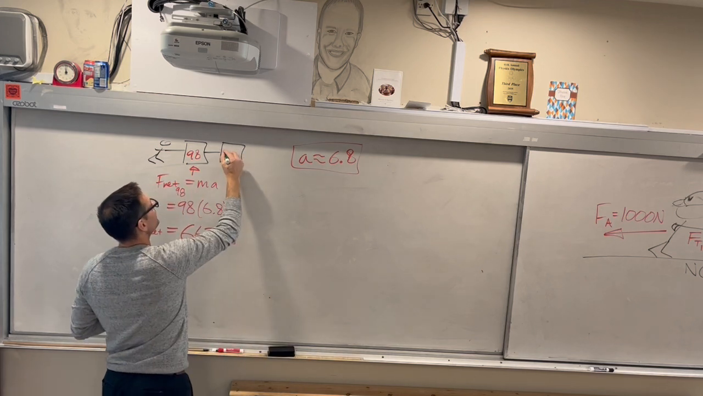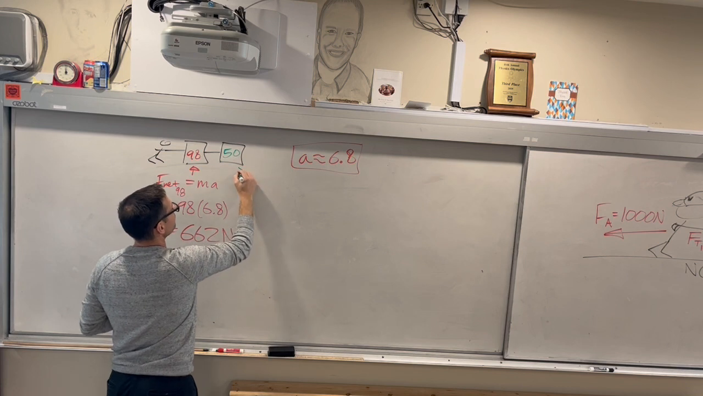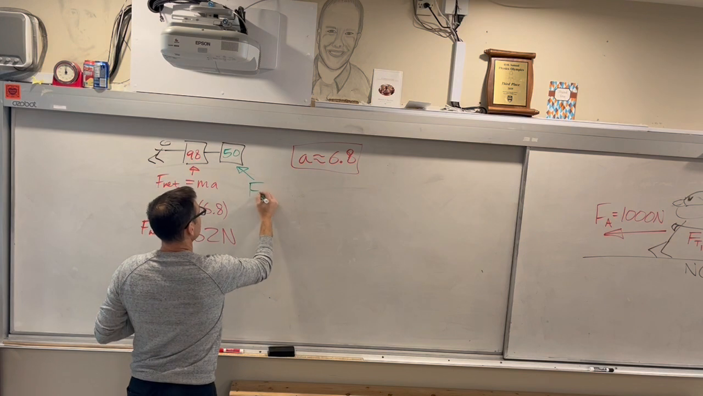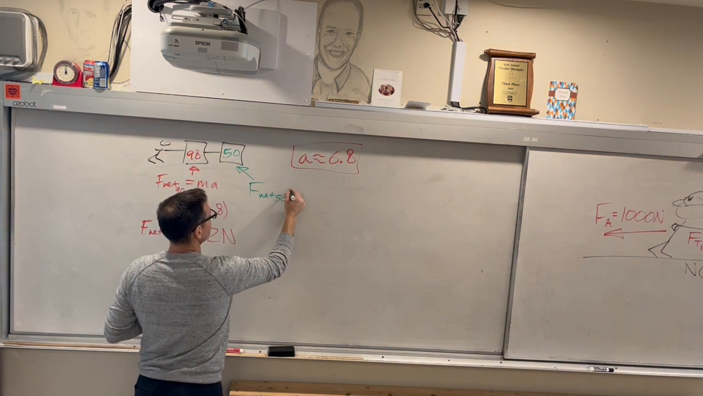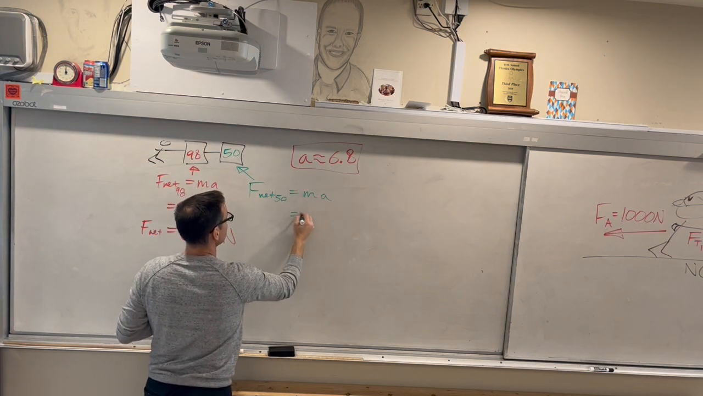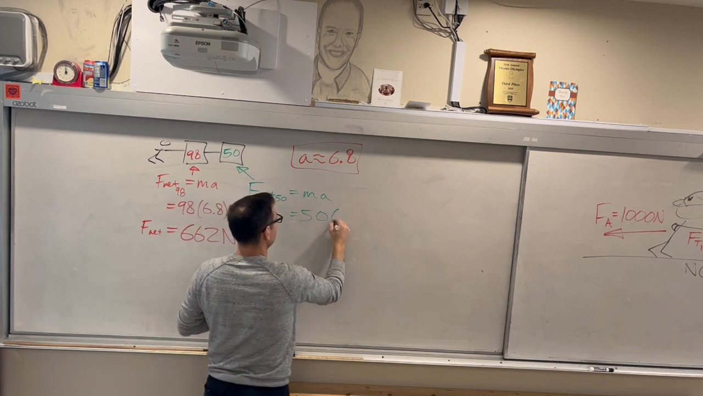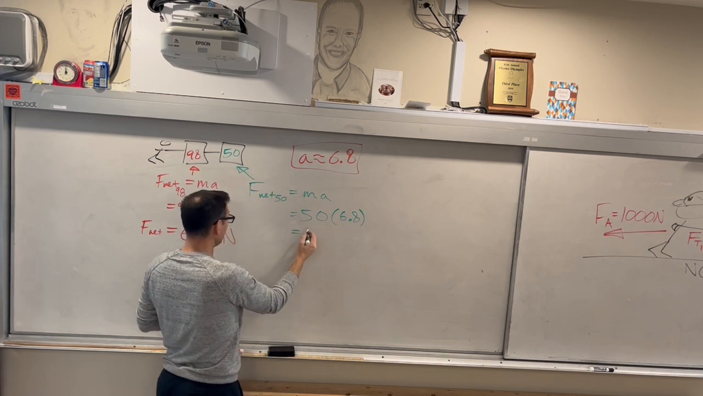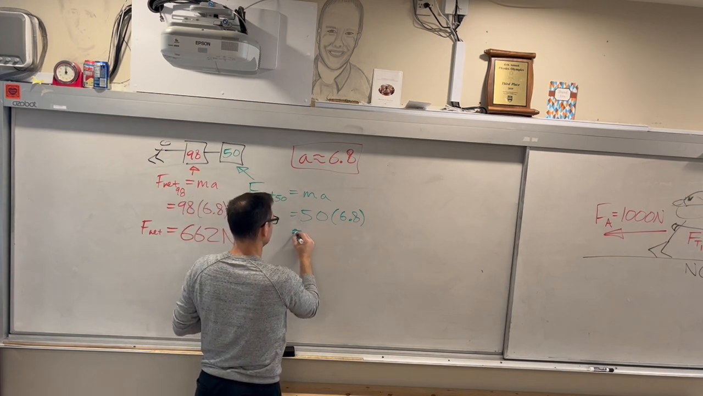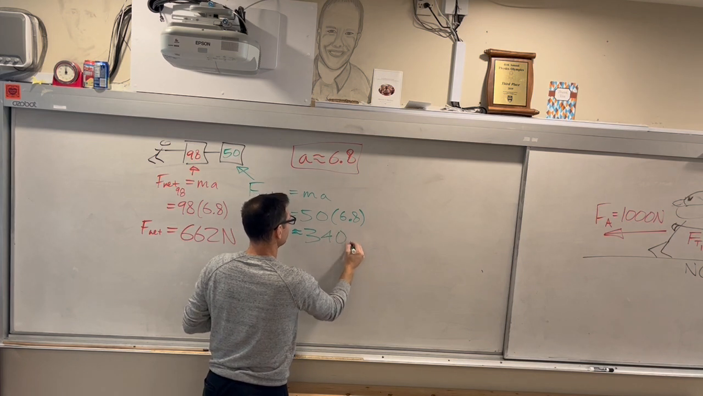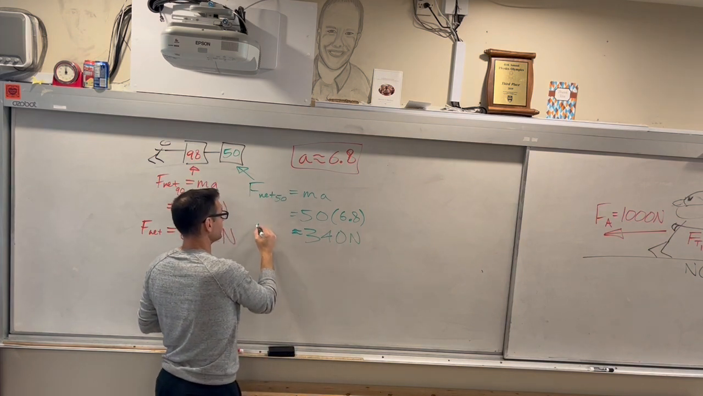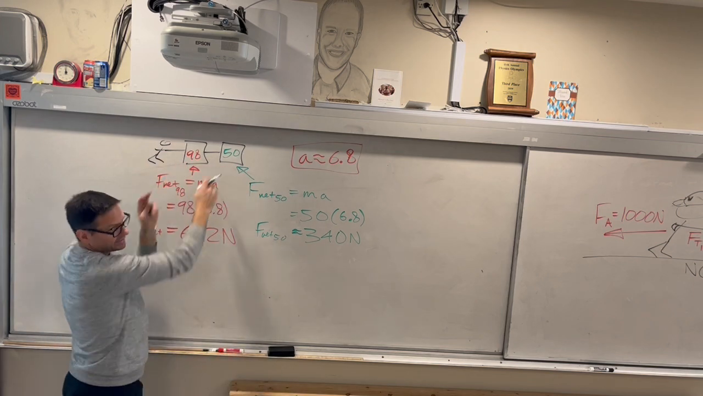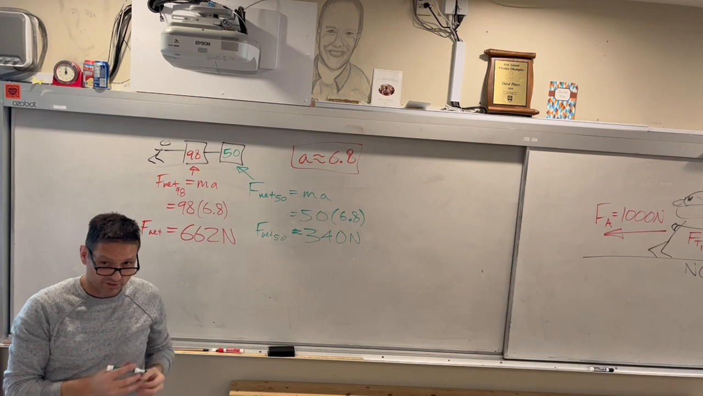Okay, so let's do the 50. I'll do this one in green. Let's find the net force on it as well. So we'll do the net force on the 50 kilogram block. That's also MA, but of course it's a different mass. So 50 times 6.8 is 340. Exactly 340 newtons. Now that's the net force on that block. So notice these two masses have different net forces acting on them.